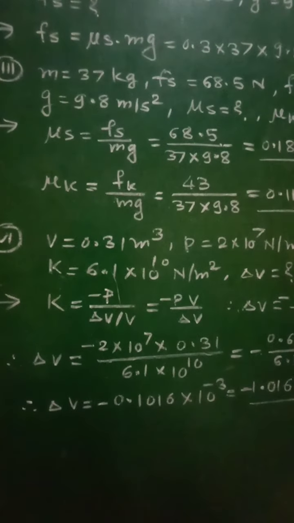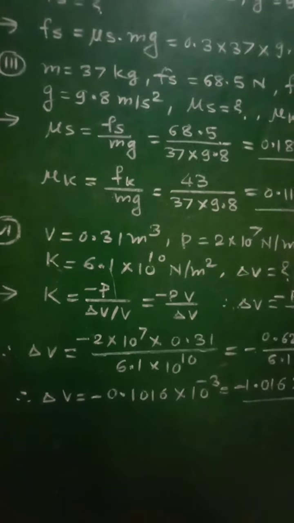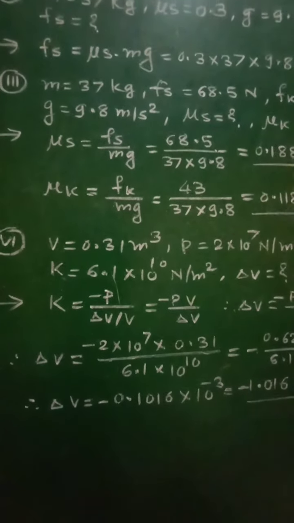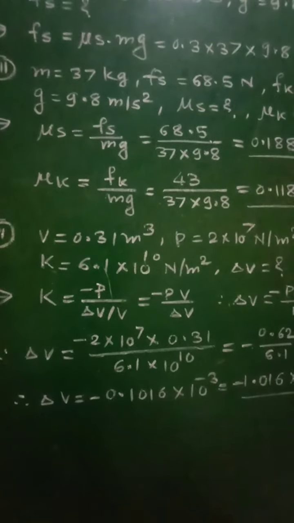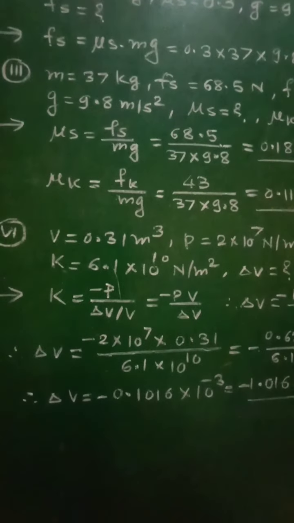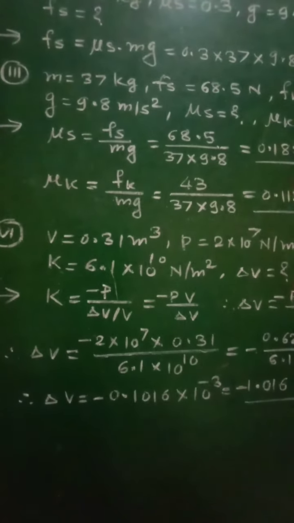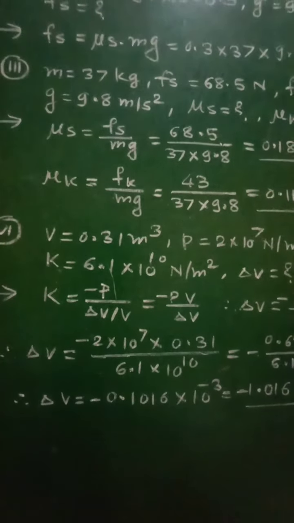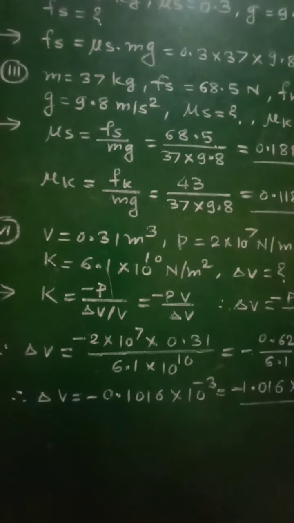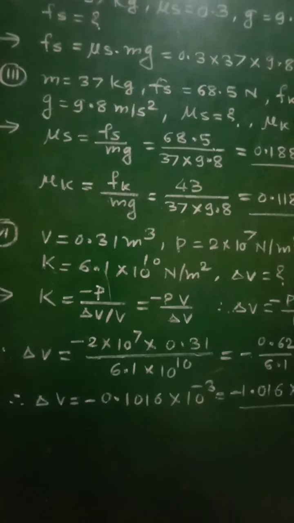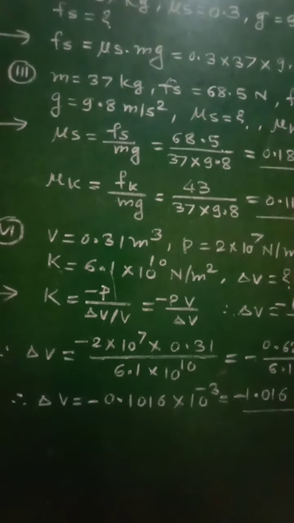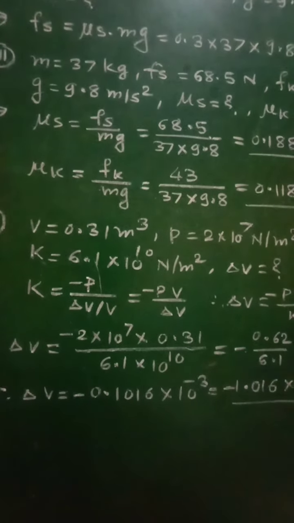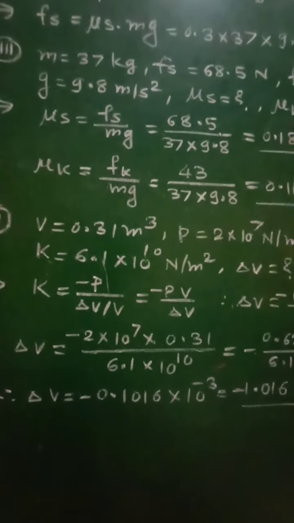A solid metal sphere of volume 0.31 meter cube is dropped in an ocean where water pressure is 2 into 10 raised to 7 Newton per meter square. Then calculate the change in volume of the sphere if bulk modulus of that metal is 6.1 into 10 raised to 10 Newton per meter square.